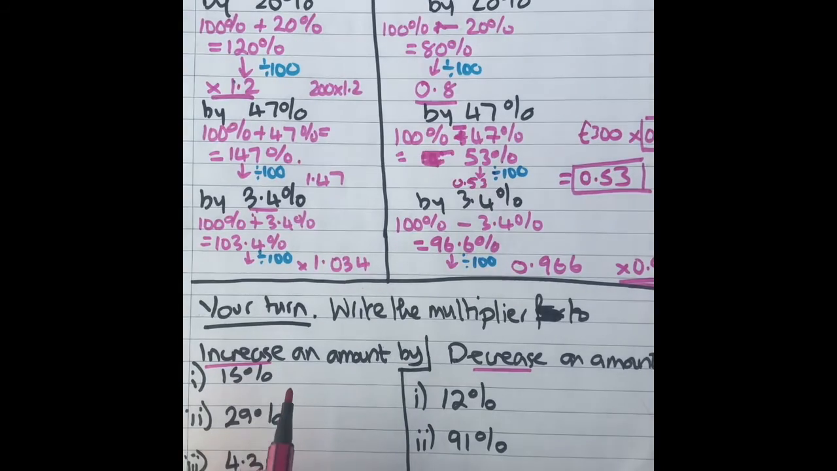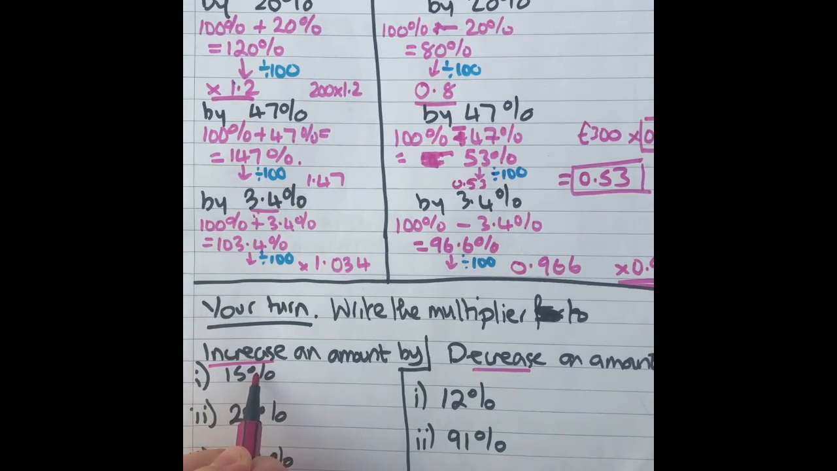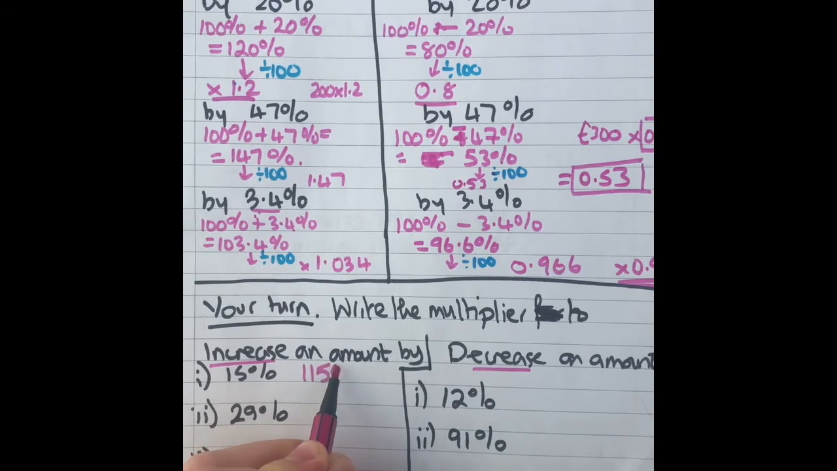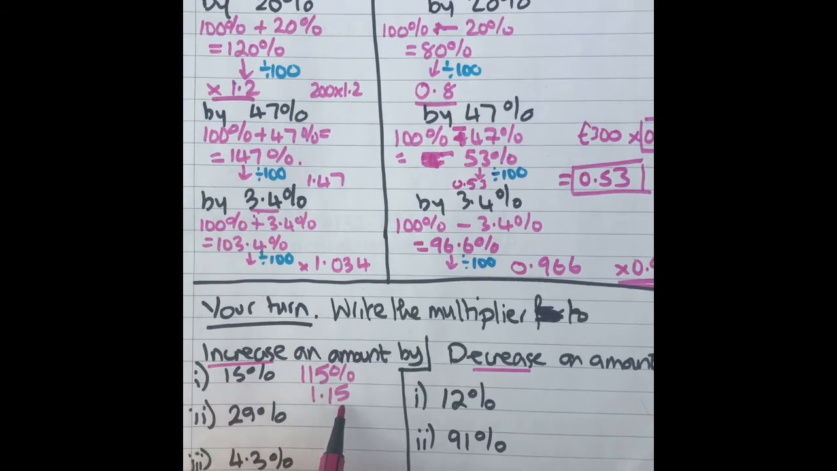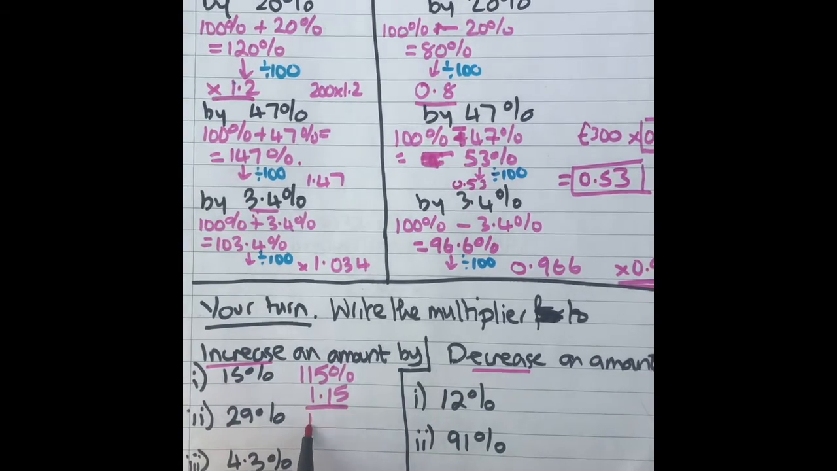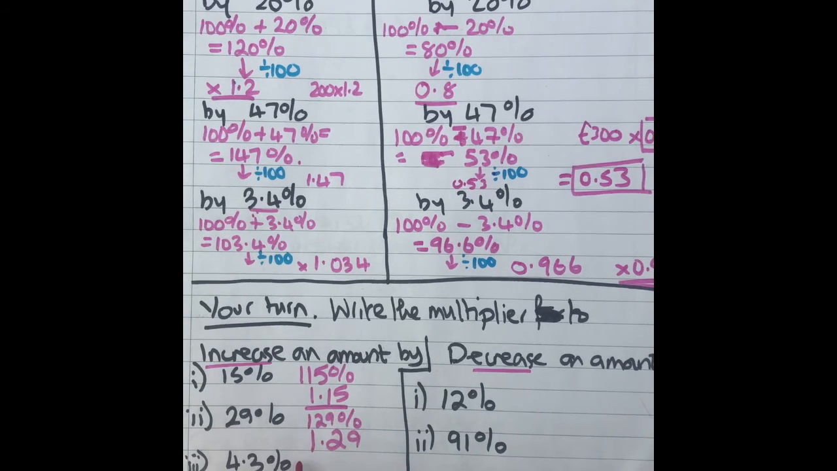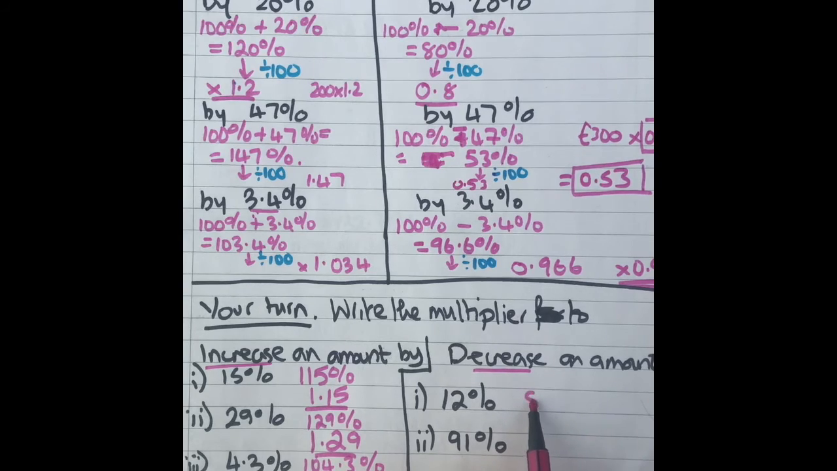Okay, so if you've had a go at these, increase by 15% will be 115%, so 1.15 is the multiplier. This will be 129%, so that's 1.29 as a multiplier. This will be 104.3%, which will be 1.043 as a multiplier. And then the decreases, 12% decrease, that will have 88% left, which is 0.88 as a multiplier.